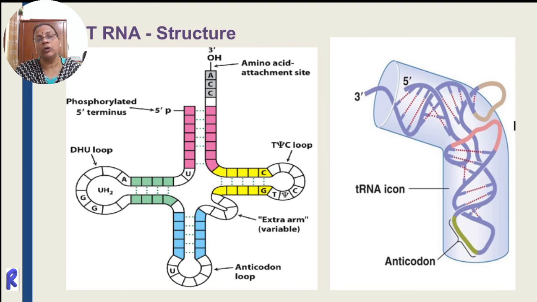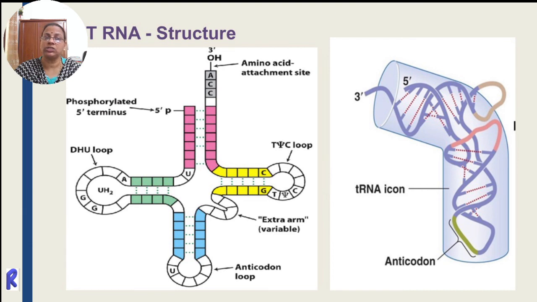Then there is one more unpaired loop, called the pseudouridine loop. In that also, the special base pseudouridine is more concentrated. Then it will emerge out in the form of the 3' end, and there it will terminate with the CCA terminal.